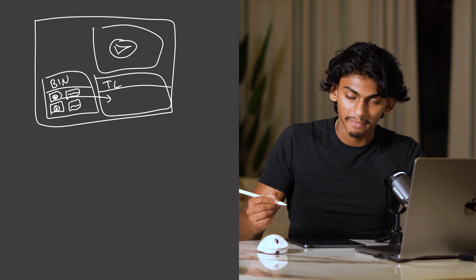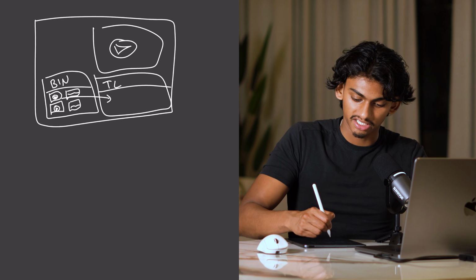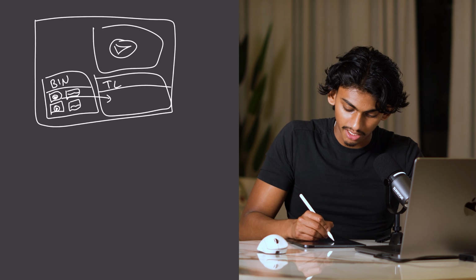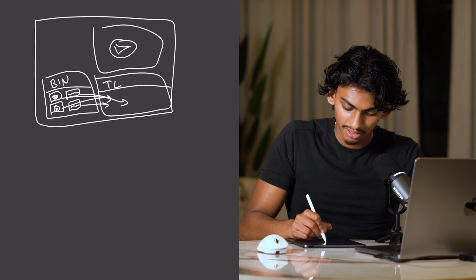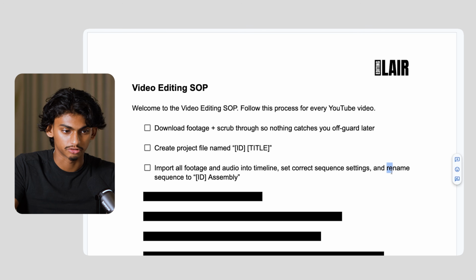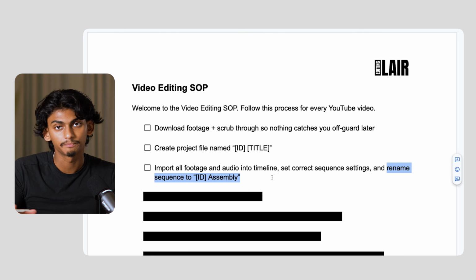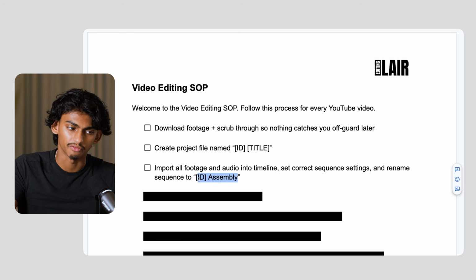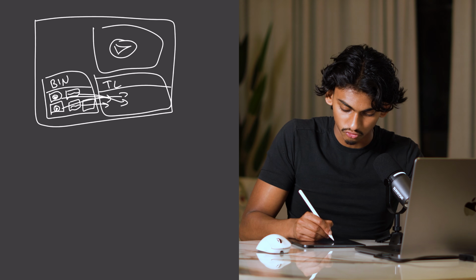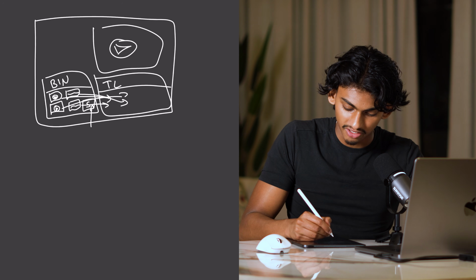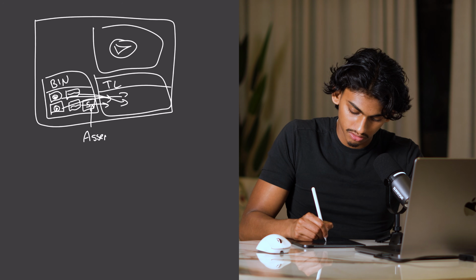So we're going to put the main piece of footage first, set the sequence settings based on that main piece of footage, and then add all the pieces of audio and sync as necessary. We're also going to rename the sequence that's automatically created to the ID and then assembly. The reason we do this, in fact, you'll find that out in a later step. But it's important we rename the sequence that was created to the project ID and then assembly. Just like that.